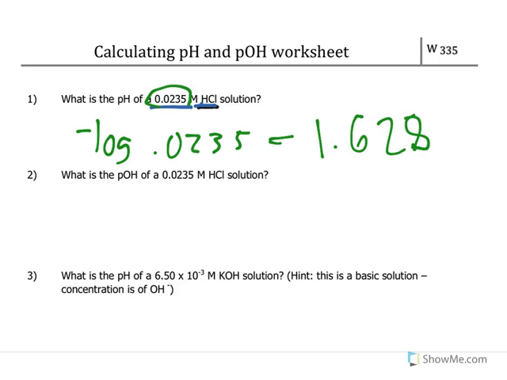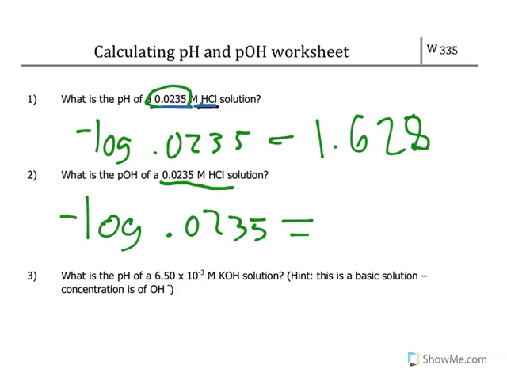Now the next one says, what is the pOH of a 0.0235 molar HCl solution? This one's a little trickier. pOH is the negative log of the OH minus concentration, but we don't have the OH minus concentration. What we can do, though, is find the pH and then do the opposite of it. So we do the negative log of the H plus concentration, so negative log of 0.0235, which we already know what it is because it's the same as before, right? And so that would be 1.628.